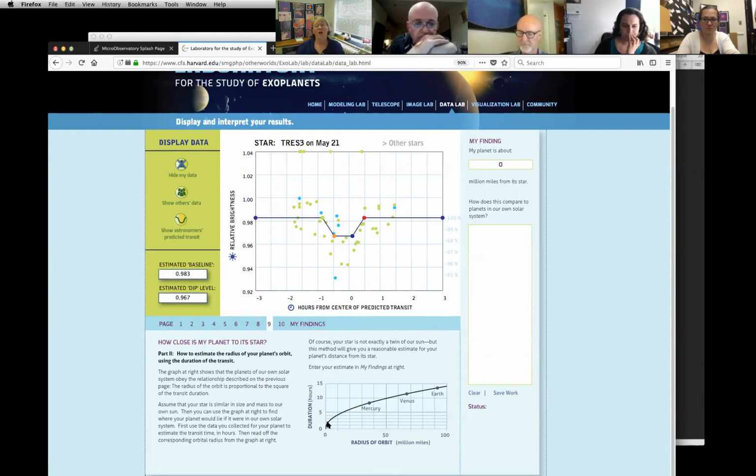And the duration of the orbit, of course, is related to the period, right, of the whole thing, because it's part of that whole orbit.